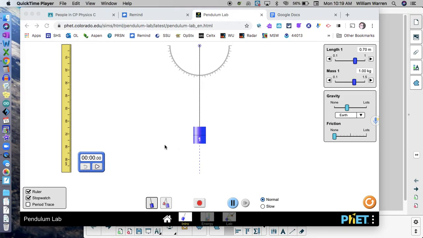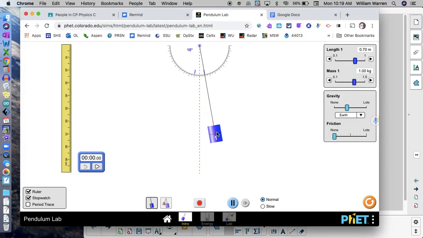We went over the period of a pendulum, and one of your missions last week was to play with the pendulum and pull it out by some angular measurement. I'm going to do about 20 degrees here, and I'm going to let it go. Hopefully you discovered some stuff when you did this, and if you haven't, you can still do it and turn it in on Google Classroom, please do.